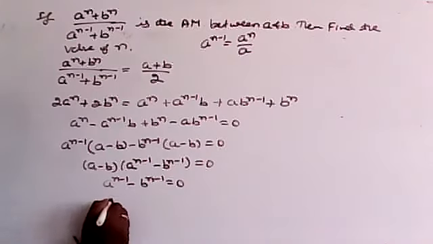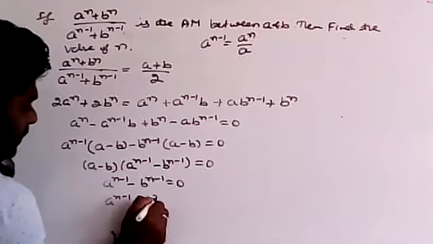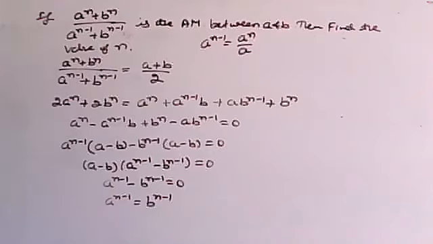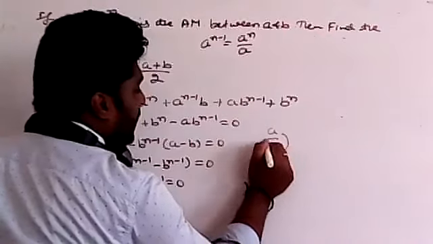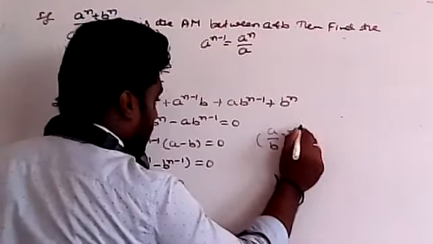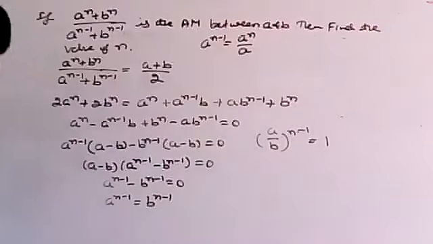A to the power of n minus 1 is equal to what? B to the power of n minus 1. Okay, then equate that one. So what do we get as the answer? We can write that one as (a/b) to the power of n minus 1 equal to what? 1. Correct.